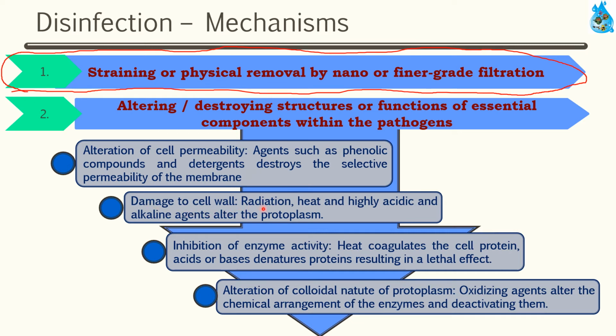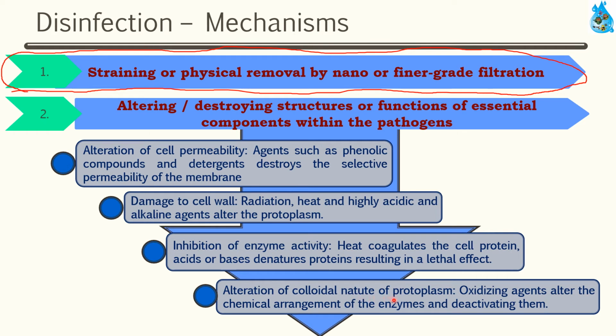Damage to the cell wall is due to radiation in the case of UV treatment, and heat if you are using boiling as a disinfection approach. Highly acidic and alkaline agents alter the protoplasm. Highly oxidizing or highly acidic and alkaline agents like chlorine and ozone can alter the protoplasm of the cell structure. Heat coagulates the cell protein, and acids or bases denature proteins, resulting in a lethal effect. So inhibition of enzyme activity takes place at this stage.